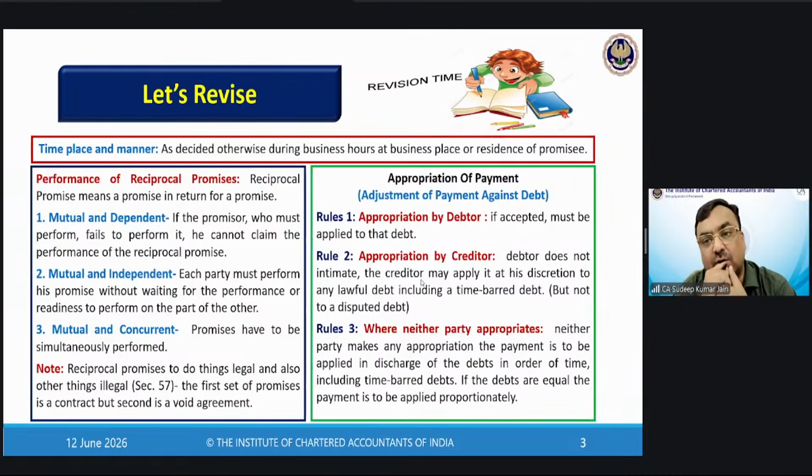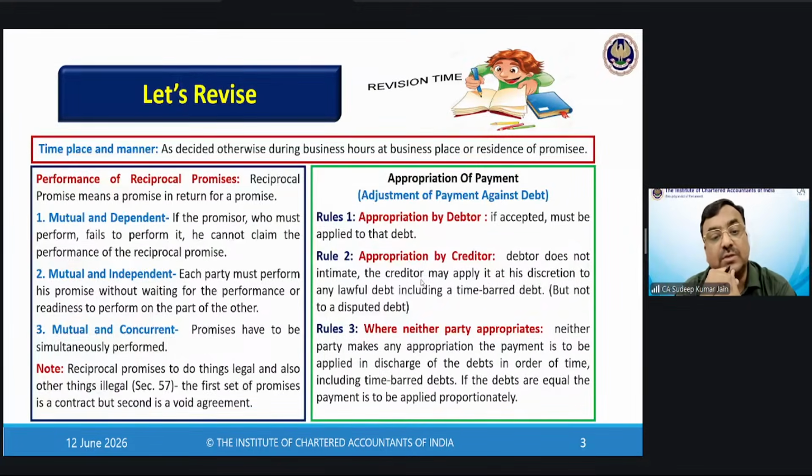Time, place, and manner were already discussed with you: as decided in the contract, otherwise during business hours at a business place or the residence of the promisee. Performance of reciprocal promises means a promise in return for a promise. It may be mutual and dependent. If the promiser who must perform fails to perform it, he cannot claim the performance of the reciprocal promise. Mutual and independent: each party must perform his promise without waiting for the performance of, or readiness to perform on the part of, the other. Mutual and concurrent promises must be performed simultaneously.